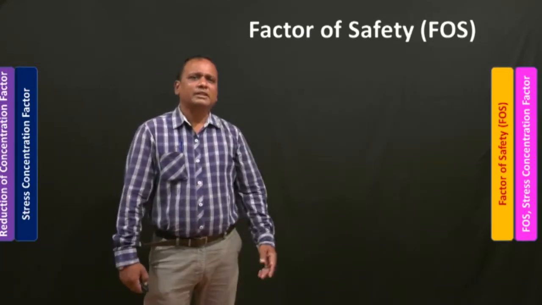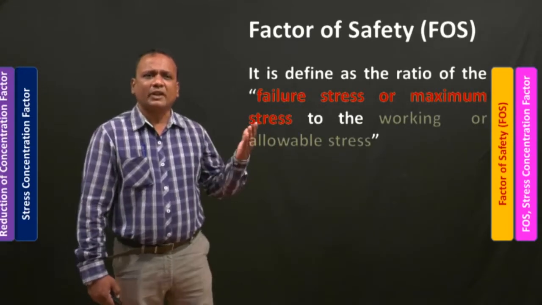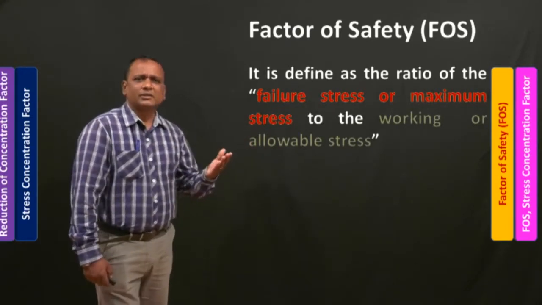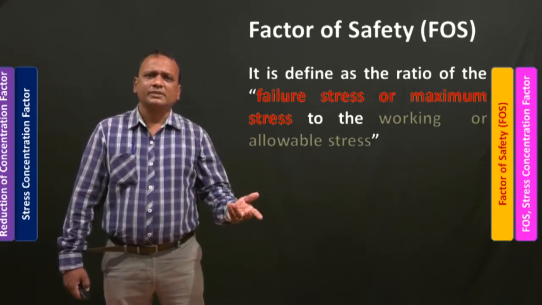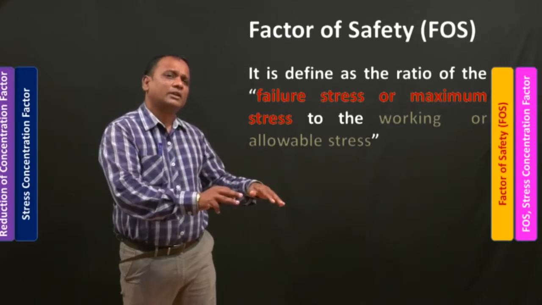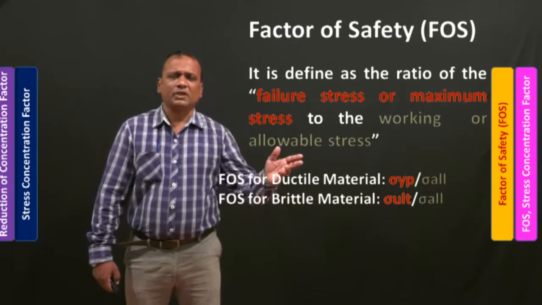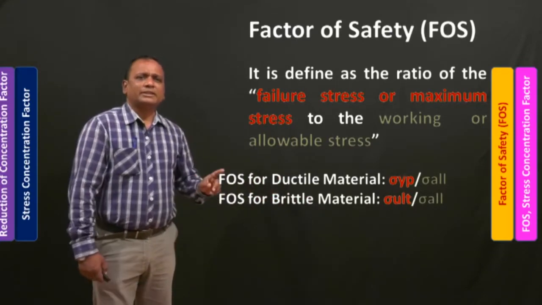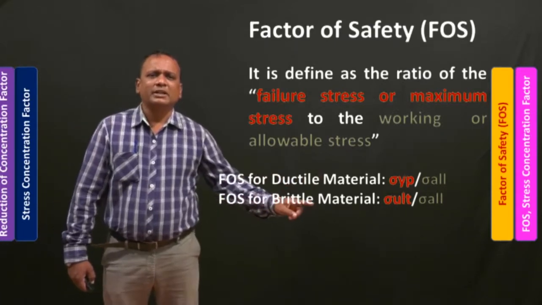Now coming to the next part, it is defined as the ratio of failure stress or maximum stress to the working or allowable stress. So it's a ratio of failure stress, or the maximum that you can apply, over the working or allowable stress. This is the definition. But FOS for a ductile material will be yield point by allowable, and for a brittle material, it's ultimate by allowable.